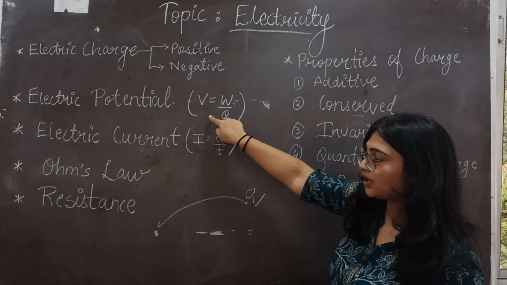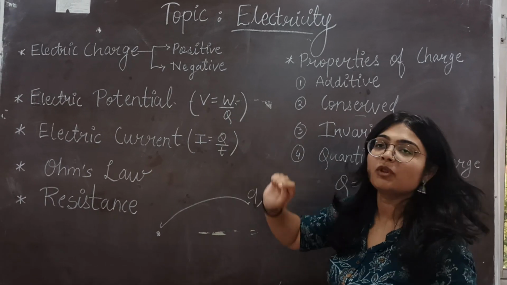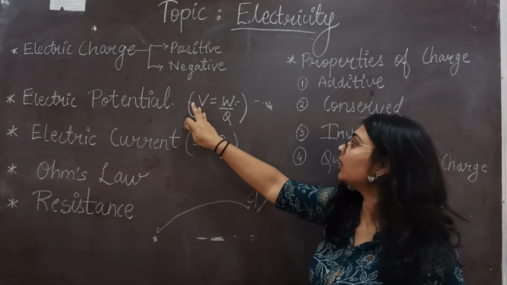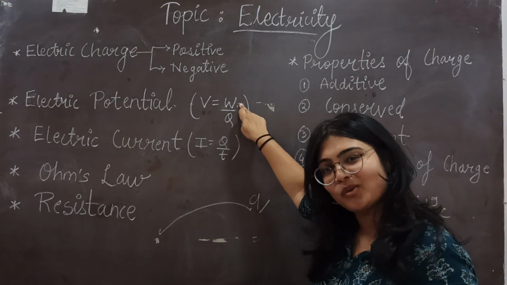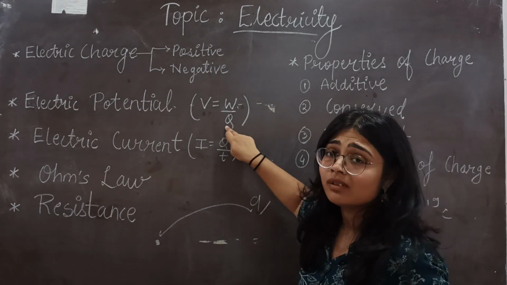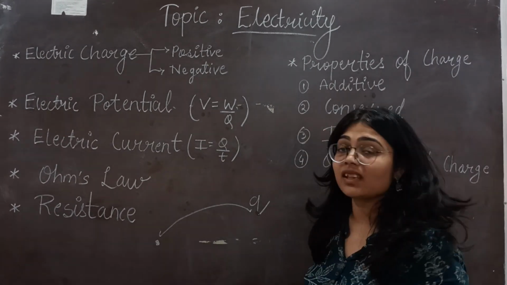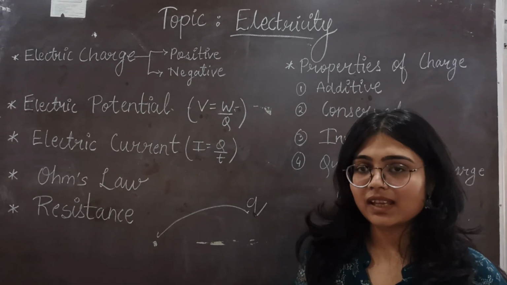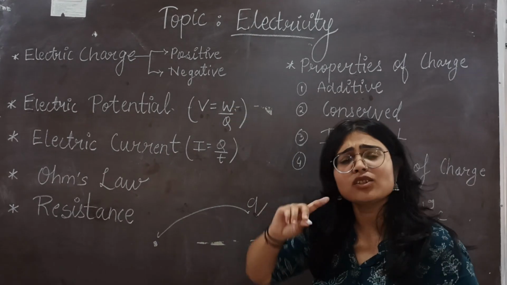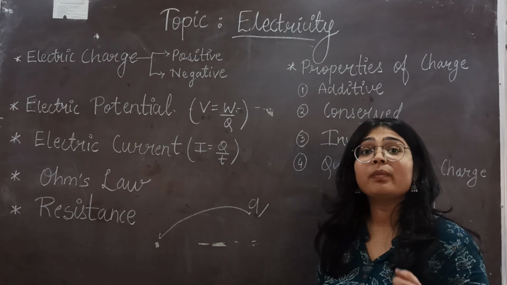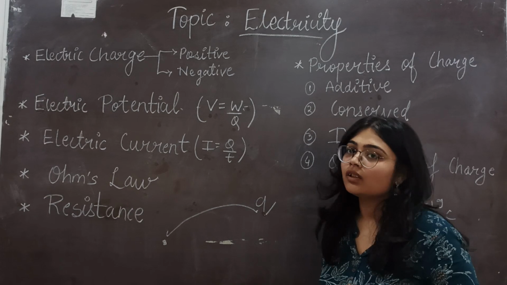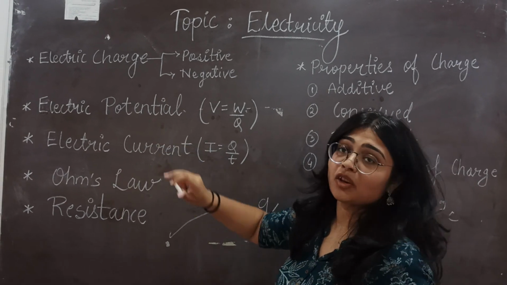The formula for electric potential is V is equal to W by Q. So what is the unit of V? Volt. What is the unit of work done? Joule. What is the unit of Q? Coulomb. So we can define 1 volt as when 1 joule of work is done to bring 1 coulomb of charge from a distance. So we have done the electric potential.